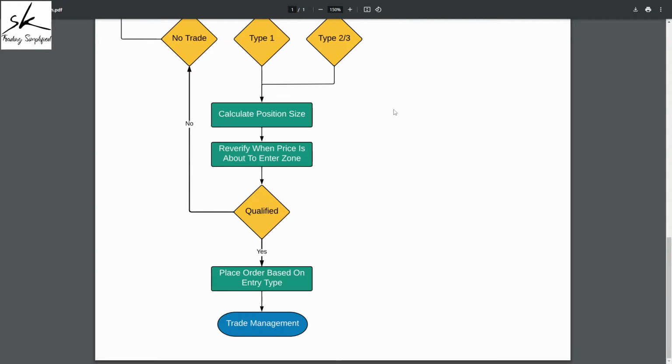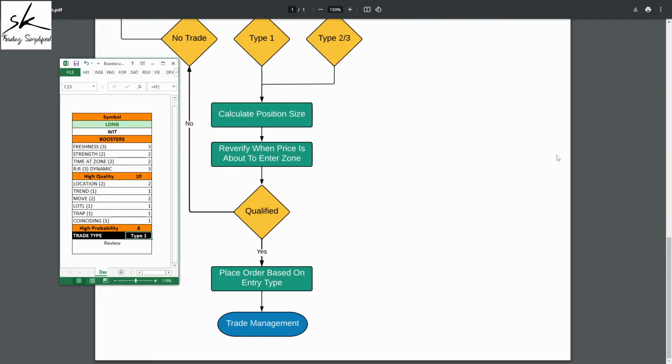All right, so can I request for the exact booster sheet you are using? I only take type 1 trades, but I feel bored filling the booster sheet. See, again, the reason I do not share this one is because here you can see I'm giving the scoring manually, but the other sheet which I've shared, there you can see the scoring is done automatically.